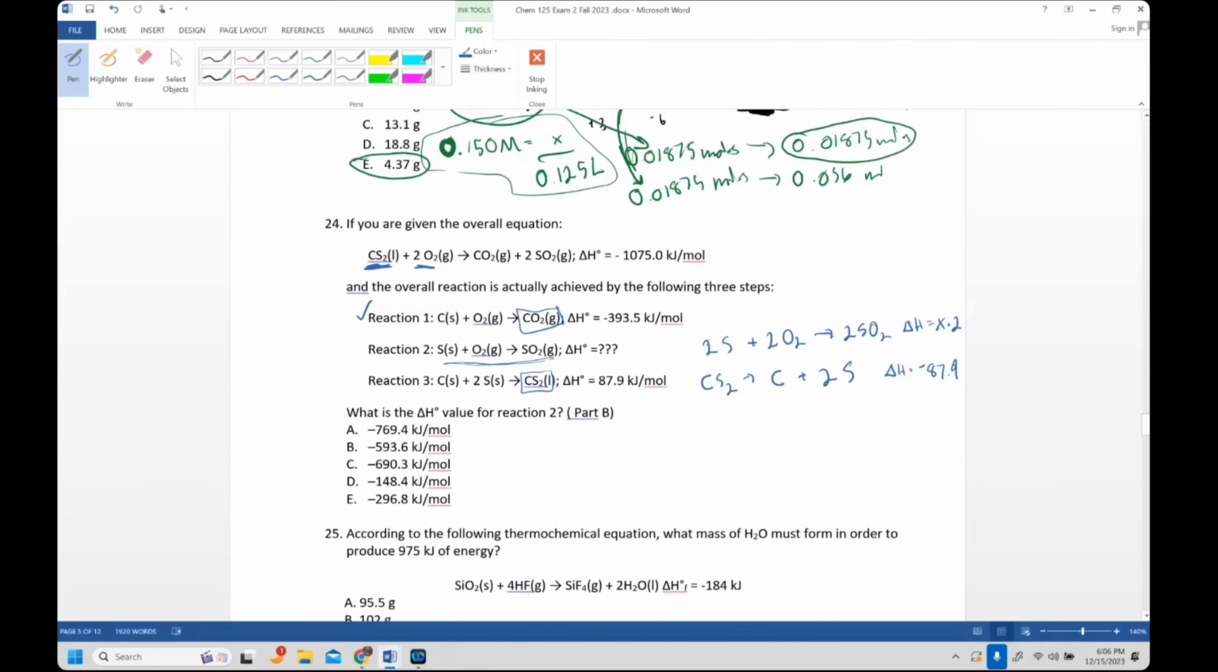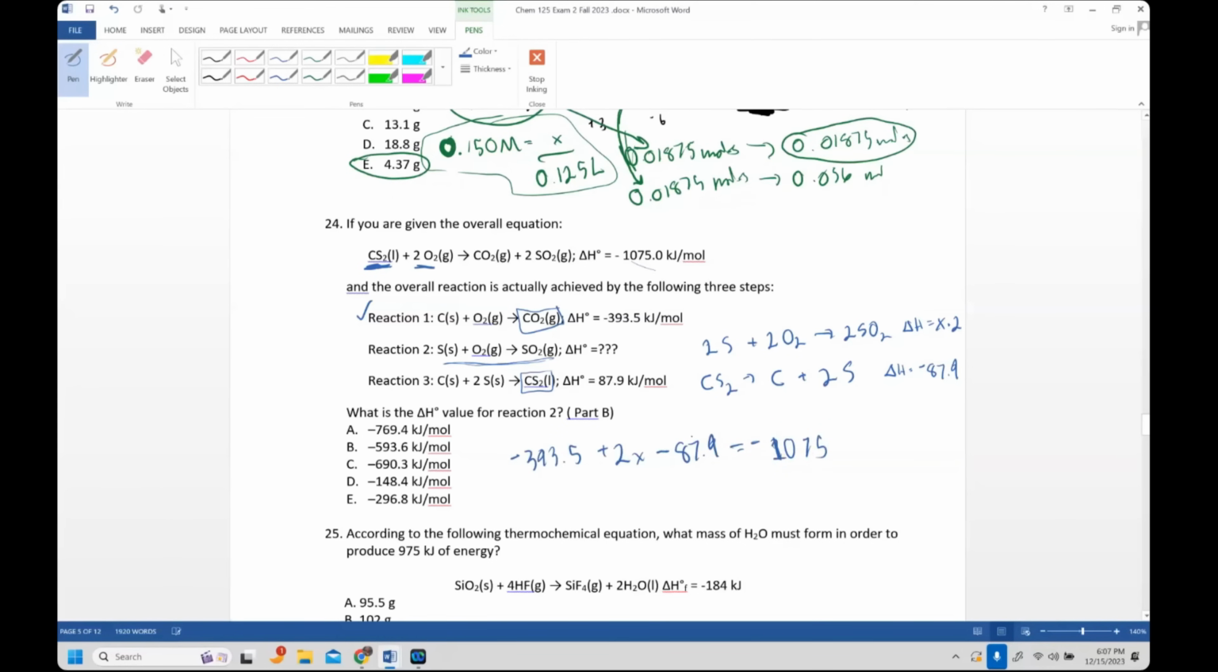So next, we're going to simply add these together, add up all the reaction mechanisms, and they will equal the delta H for the total. Normally in Hess's law, we don't have the delta H final. We only have the delta H's for each step. But in this case, we just have to find the delta H for one of the middle steps by knowing the last step. So let's add these all together. Reaction 1 is going to be negative 393.5. Reaction 2 plus 2X. Reaction 3 minus 87.9. That's going to equal the total, negative 1,075.